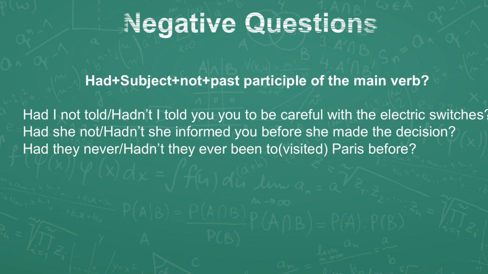This is without the contraction. If it is with the contraction, then you say had plus not, hadn't, plus the subject followed by the past participle of the main verb. So had I not told you to be careful with the electric switches, or hadn't I told you to be careful with the electric switches? Had she not informed you before she made the decision? Hadn't she informed you before she made the decision? Had they never been to Paris before, or hadn't they ever been to Paris before?